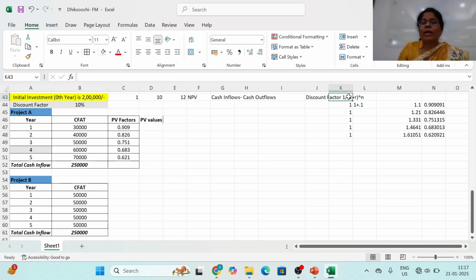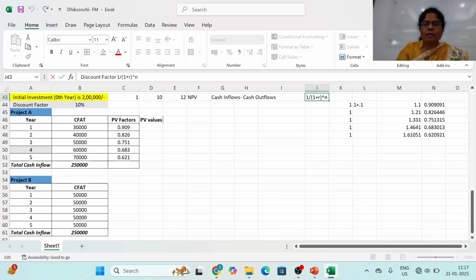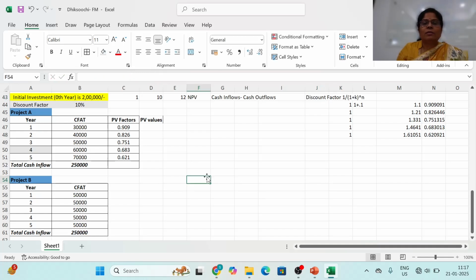Here we have written 1 divided by 1 plus R or 1 plus K. The discount factor can be R or K, it is not an issue, right? So the whole value, that is 1 divided by 1 plus K whole power n, is 0.909. Now we need to multiply, because our formula was CFAT divided by 1 plus K whole power n, right? So now you have the denominator. The denominator values are these.